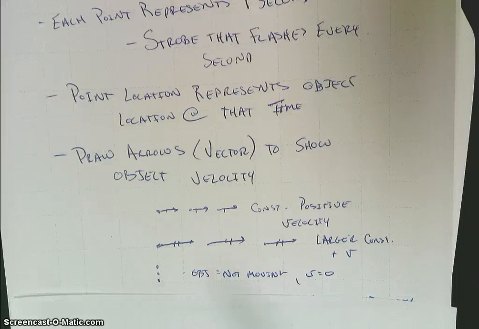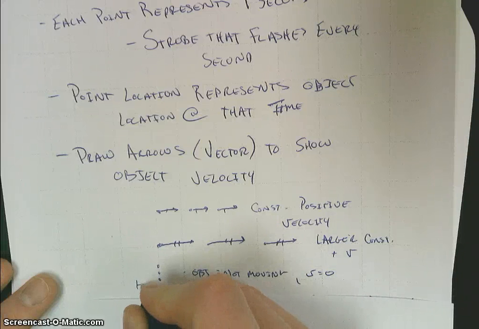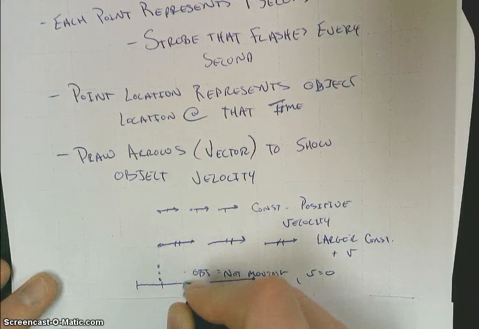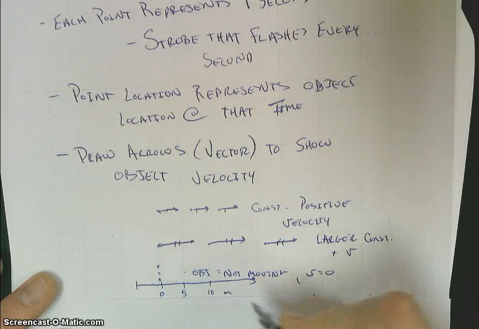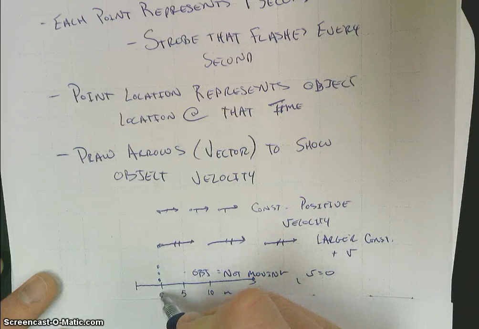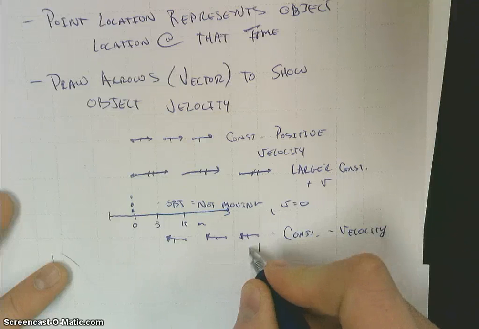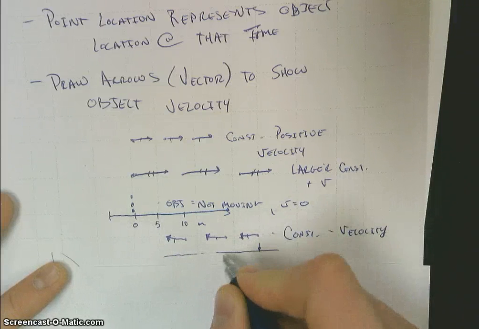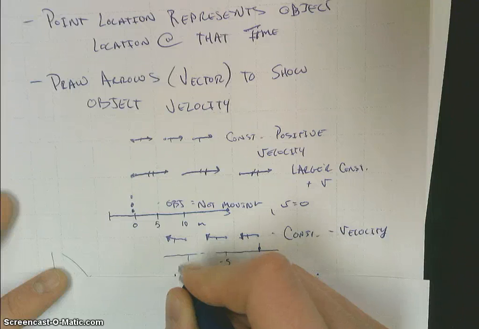Here's an example of an object not moving. 3 points in a row means the object's not moving, or the velocity is 0. Notice that these are usually put on a number line, and I did a bad job representing this, but the number line represents position. Let's say this is position 0, this is 5, this is 10 meters. When we show an object not moving, we stack the points on top of each other because if it's not moving, we have to show that it's staying at 0. Lastly, here's an object moving in the constant negative direction. Again, there should be a number line here, and each one of these represents a distance that it's traveling. If this is 0, this would be -5, maybe -10.